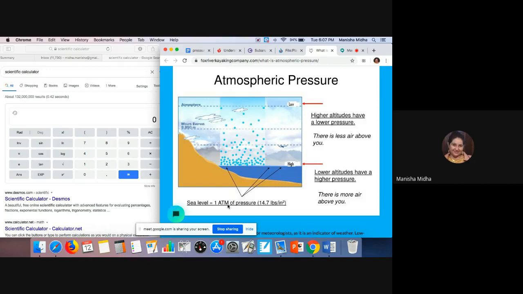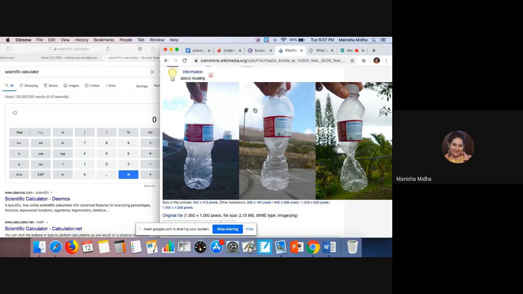There are many apps that you can download. They will tell you the current pressure of your location. So this is about air pressure. I'll show you more examples. You see these three different bottles. These pictures are taken at different heights from the sea level.